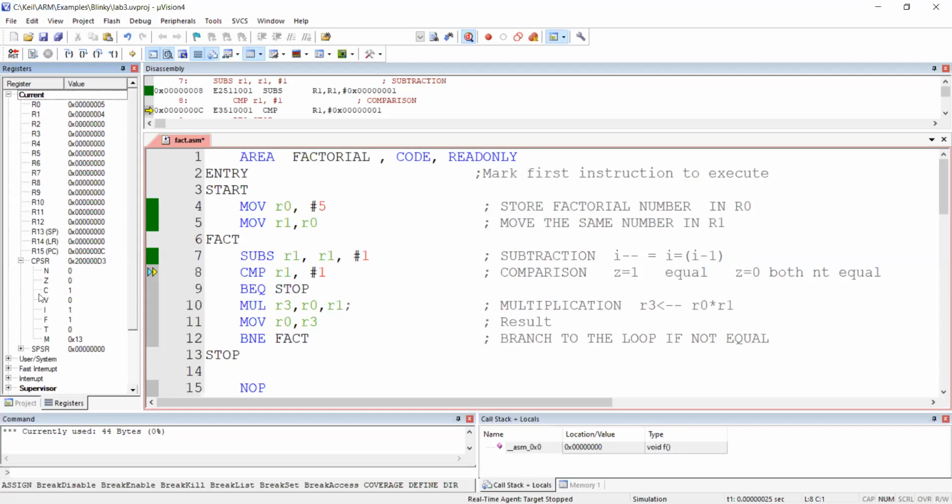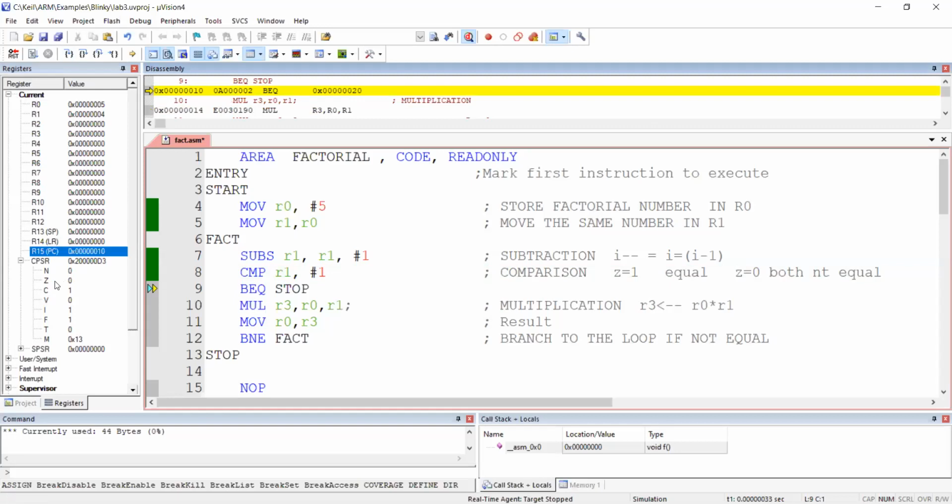Let's see. Right now it is 0, so 0 will be maintained. You can see Z has not changed even after line number 8 completed. So will it go to the stop? It will go to stop only when both are equal. Now both are not equal, so it will not go to stop. Instead, which line number will it go to, the 10th or the 15th?